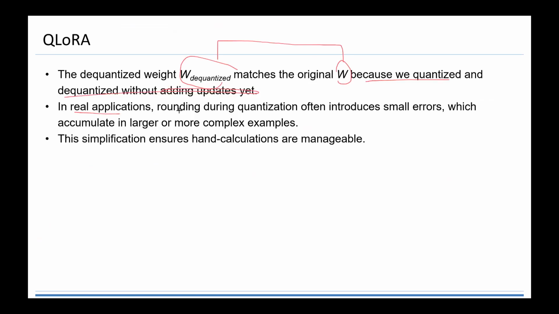In real applications, rounding during the quantization often introduces small errors. So our values are very good, like 0.5 and 0.3. But when the value is very, very small, let's say 0.3145, something like this, then there will be some small errors. And if they are very small, they will accumulate in larger or more complex examples. So this simplification ensures hand calculations are manageable. Because I show you very simple numbers, of course they are the same. But in real applications, they can be totally different.